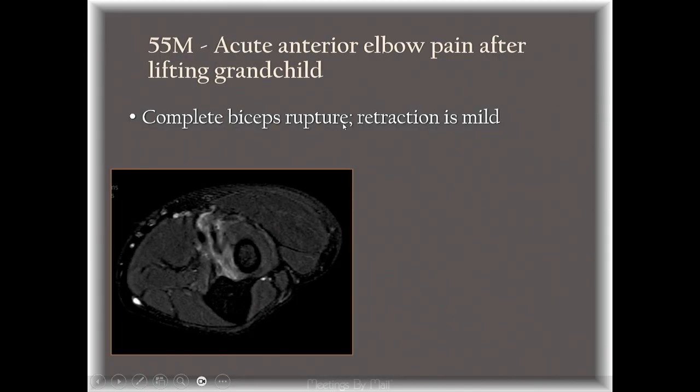This is a 55-year-old male with acute pain after lifting his grandchild. He didn't have the Popeye sign. When we did the MR, we see that the biceps tendon is avulsed from the radial tuberosity. There's fluid.